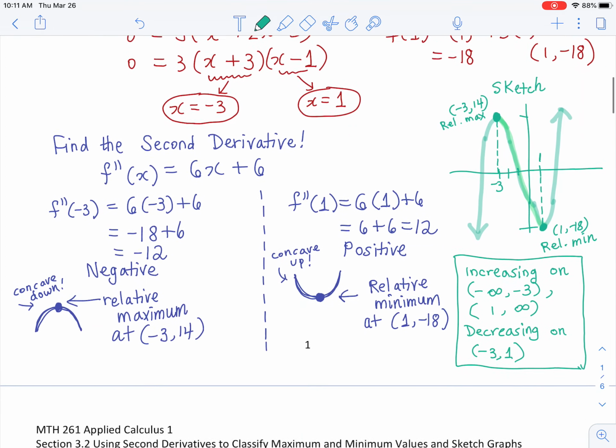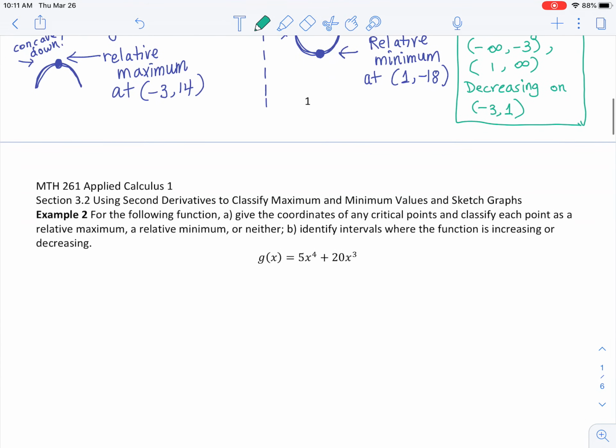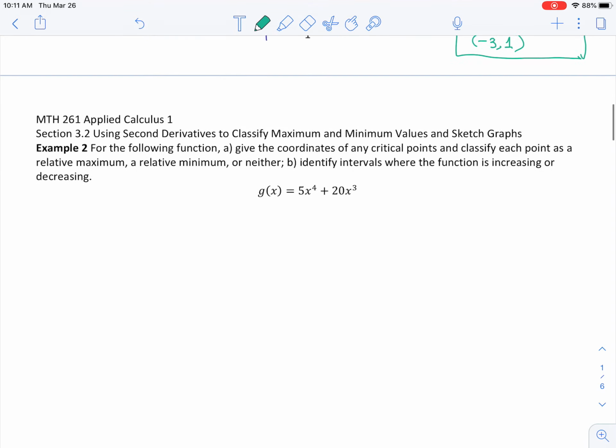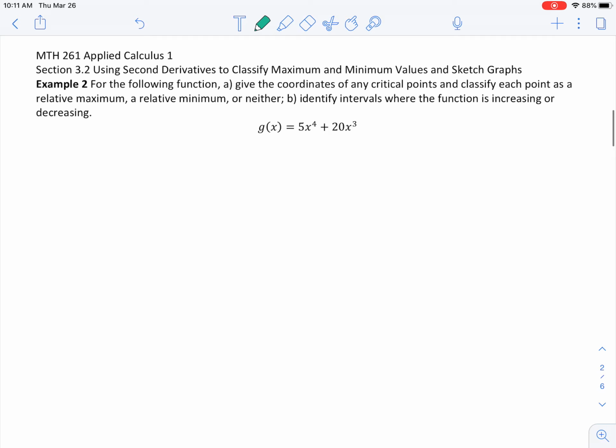Now, let's try another one, number 2. But this one I prepared so that we're going to have to go back to the first derivative. Okay, but let's try number 2 together.